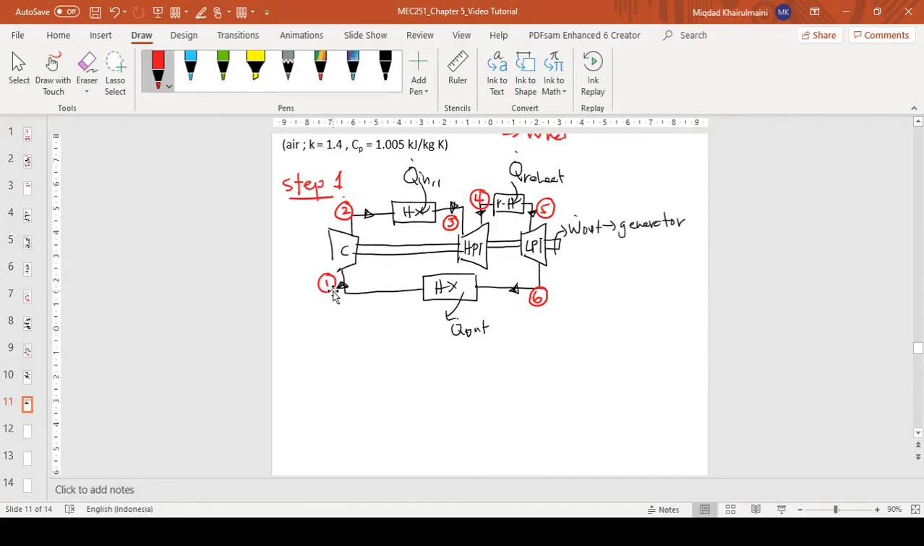So we know for the compressor is state 1 and 2. The first heat exchanger is state 2 and 3. The turbine, state 3 and 4. The reheating process, state 4 and 5. And then the low pressure turbine, state 5 and state 6. And finally, the second heat exchanger, state 6 and state 1. Okay, so we know which states are involved for the processes.